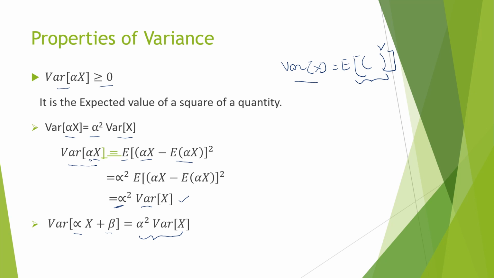So if you are adding beta or a constant to the random variable, we have already seen in the previous discussion on expectations that the mean value is also equally shifted. If the mean value is equally shifted, then there is no difference in the square of the component. Therefore, there is no change in the variance value. So if we are adding a constant to alpha X, its variance is unchanged.